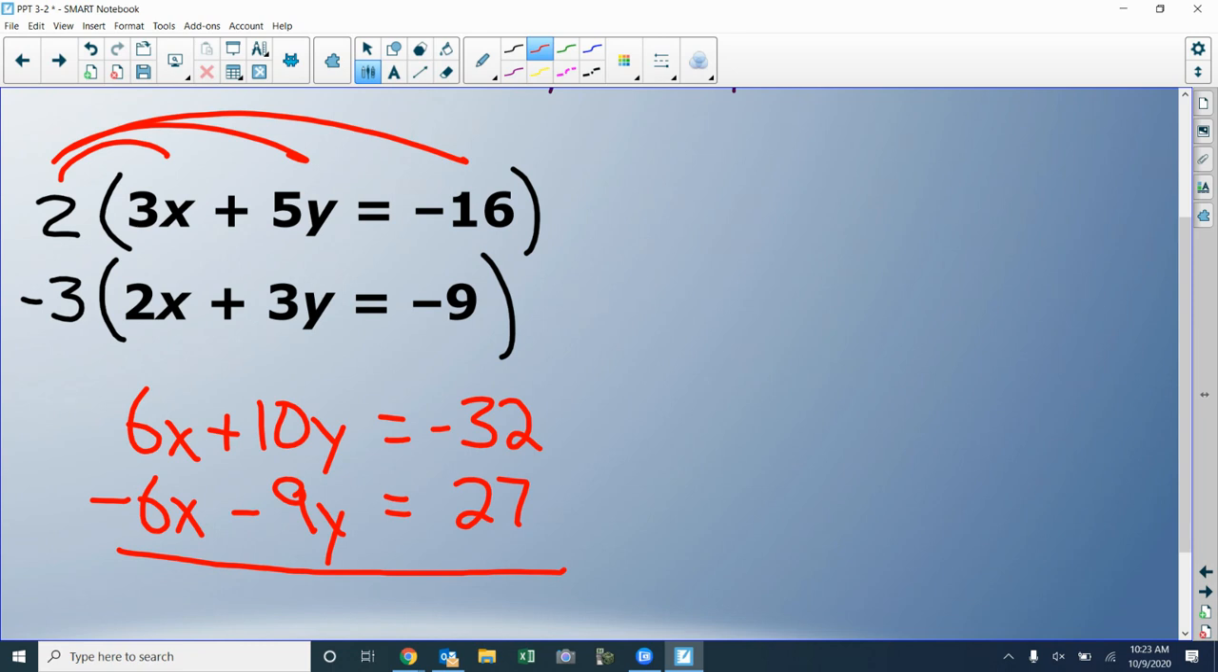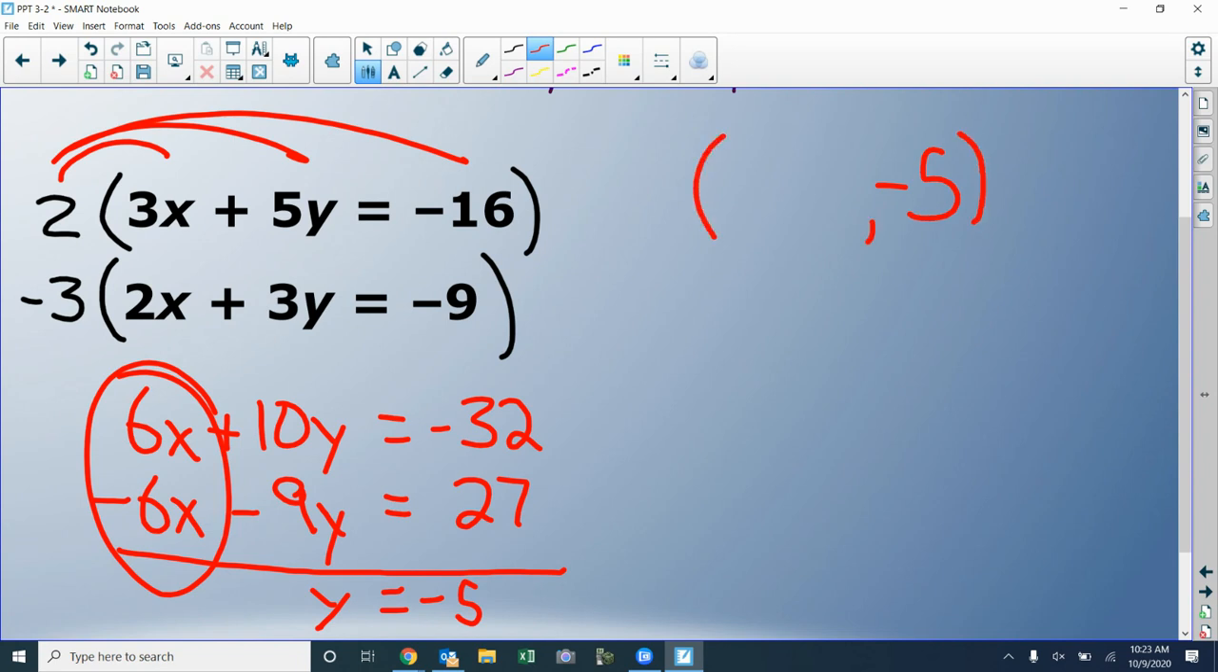What happens? Why do we call it eliminate? Because we've done what with these? Eliminate them. What do we got here? Well, that's nice. It's just y, isn't it? Well, what is y equal to? -5. So we have our y value. We're down to finding the x, so we gotta find both of them.